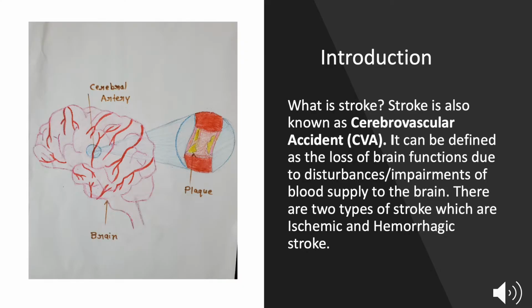What is stroke? Stroke is also known as a cerebrovascular accident. It can be defined as the loss of brain functions due to disturbance or impairment of blood supply to the brain. There are two types of stroke, which are ischemic and hemorrhagic stroke.